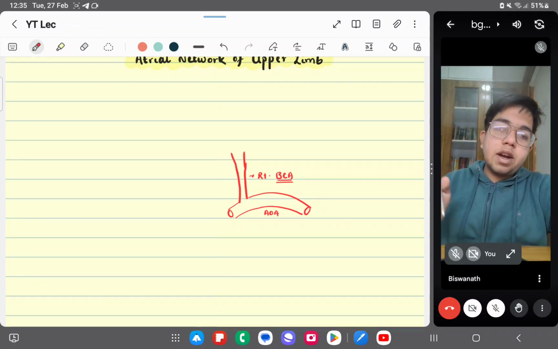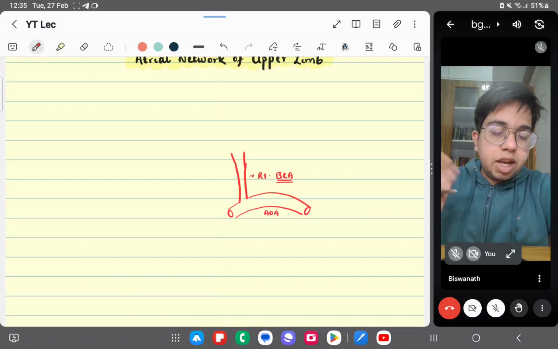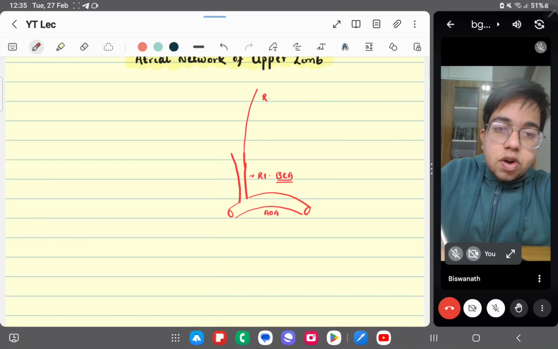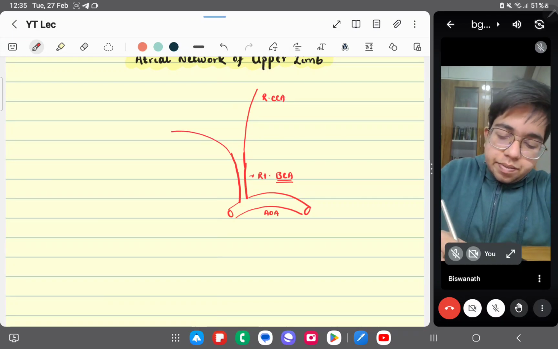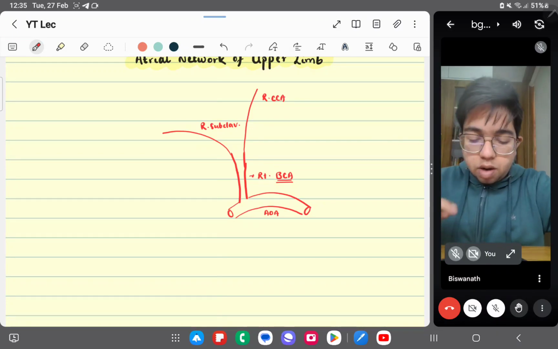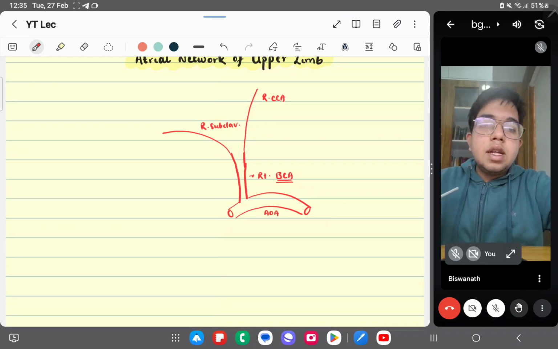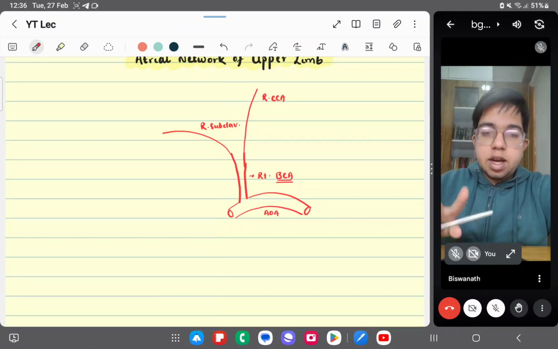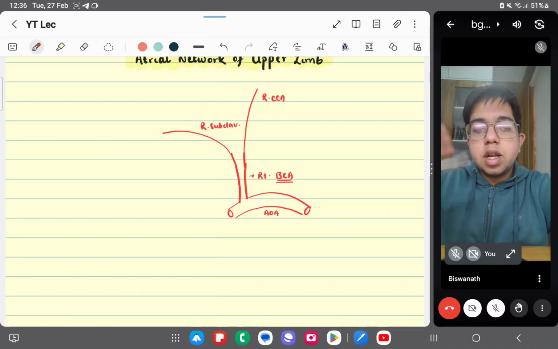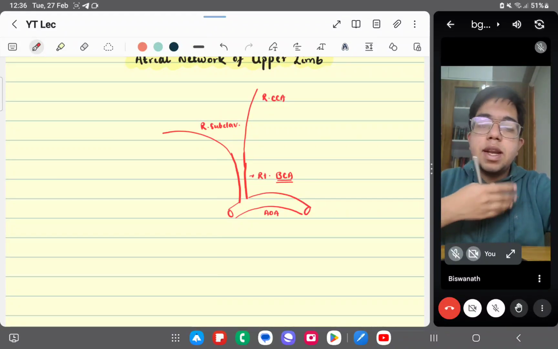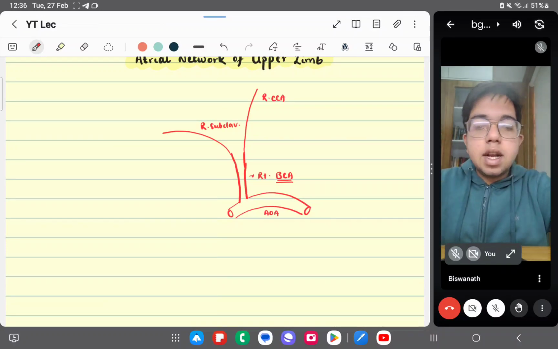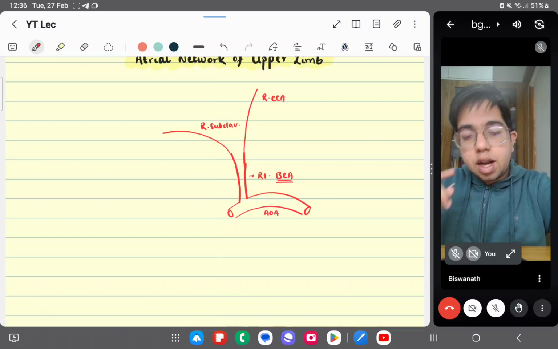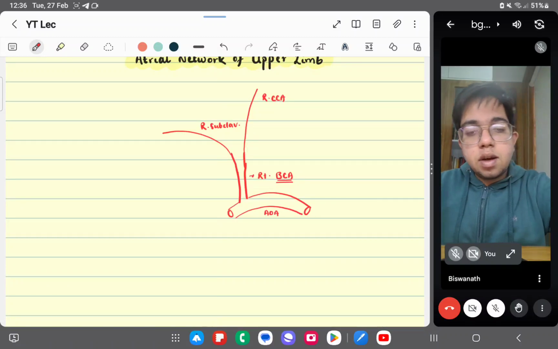This right brachiocephalic artery divides into two branches: the right common carotid and the right subclavian artery. The common carotid artery again divides into internal carotid and external carotid. The external carotid mainly supplies the neck regions and the face, and the internal carotid artery moves up to the brain by the carotid canal and supplies the brain and cerebellum. That is a part of head and neck and neuroanatomy.